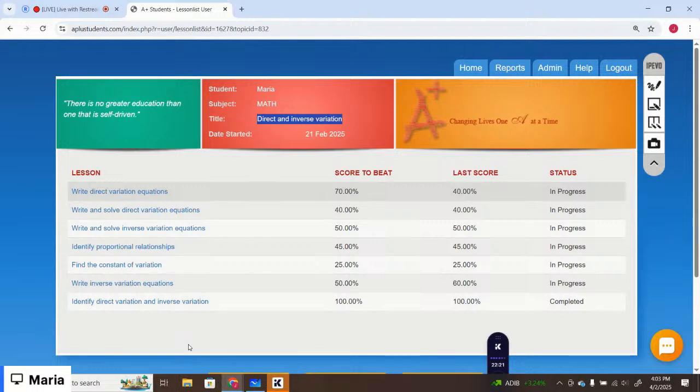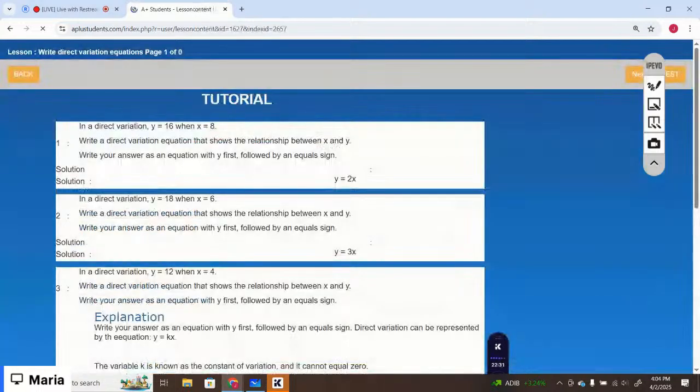Here I am on grade 9 math. The chapter we are on right now is direct and inverse variation. Let's just start with the lesson that is write direct variation equations.